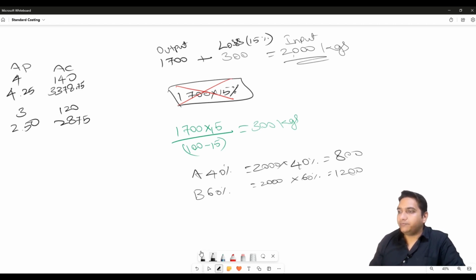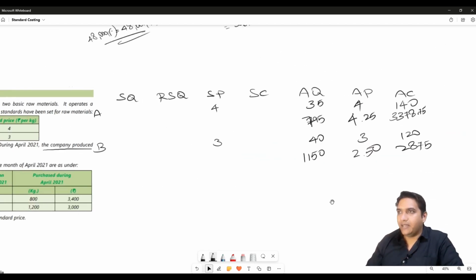So now this becomes our standard quantity. Remember, this is standard quantity, right? So we will go back right here, standard quantity 800, this 1200. 800 into 4 is what? 3200. 1200 into 3 is 3600. Now, coming to revised standard quantity.